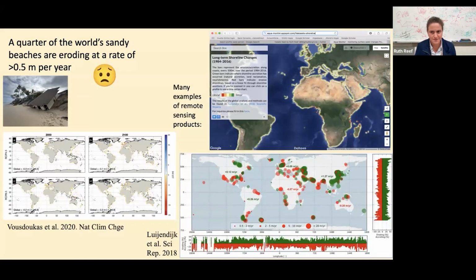It's quite easy to see shorelines from space. Lots of different satellite-based programs exist to map shorelines, and these are just 3 examples. Many different papers show where shorelines are going to end up. We can see that in some areas shorelines accumulate, in some areas they retreat, but a quarter of them are retreating quite quickly.